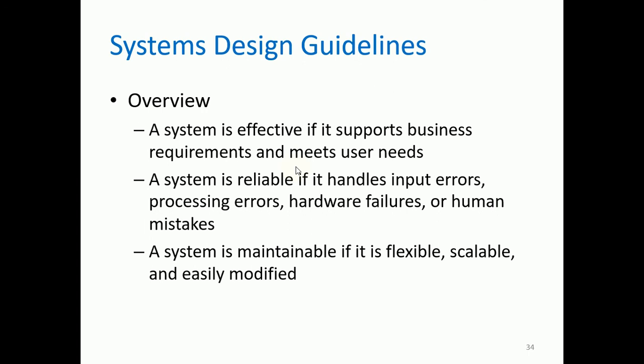So a system is reliable if it handles input errors. If, for example, there's an input error, it can detect and then it can also correct. And then processing errors, hardware failures, or human mistakes. So they can recover from hardware failures or human mistakes. A system is maintainable if it is flexible, scalable, meaning you can add features, and then it can easily be modified.